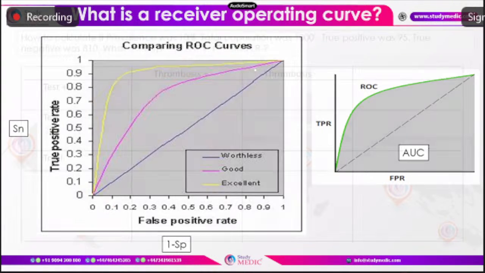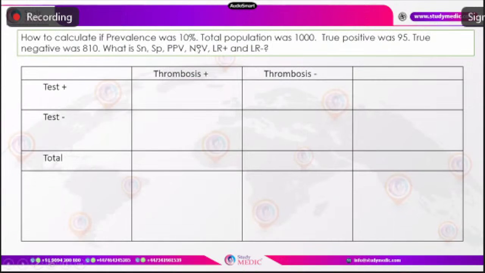Now, how to calculate if prevalence was 10%? Total population was 1000. True positive were 95 and true negative were 810. What is the sensitivity, specificity, positive predictive value, negative predictive value, and the likelihood ratios? Let us see one by one. Prevalence means what? The total disease in the total population. So 10% of 1000 is 100.